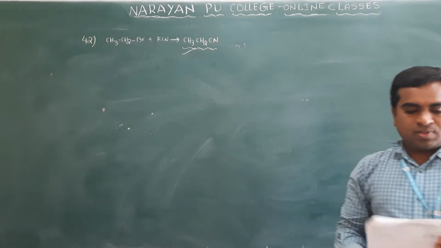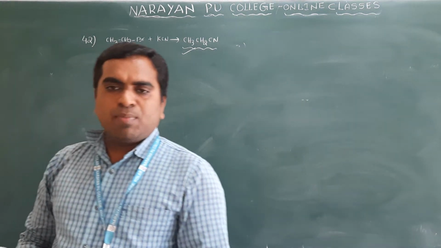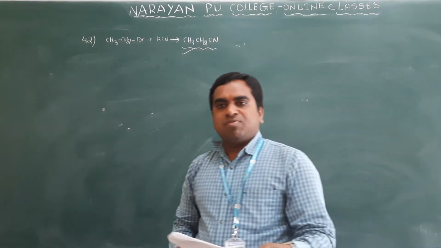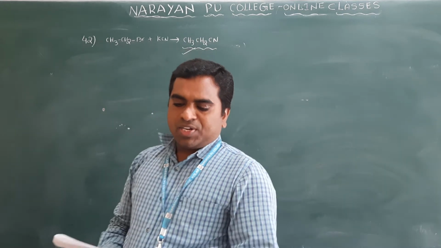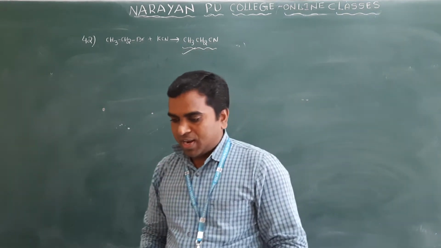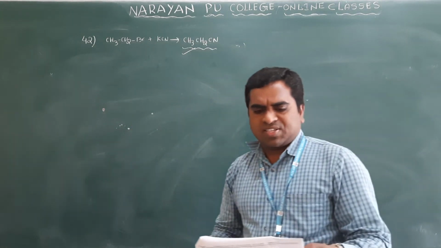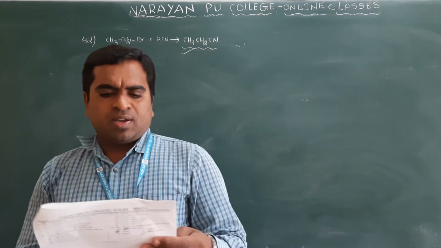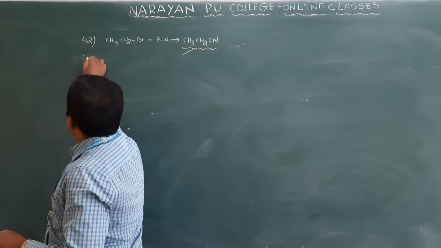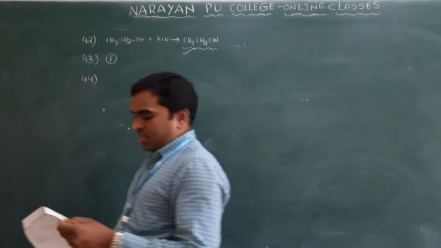Next one, question 43, compounds A and B. We have discussed the same question in the competitive exam section of our Narayana material. There I have discussed the exact question, so I am skipping it here. Clear? Next one, 44. For 43 the option is 1, based on Williamson's reaction.